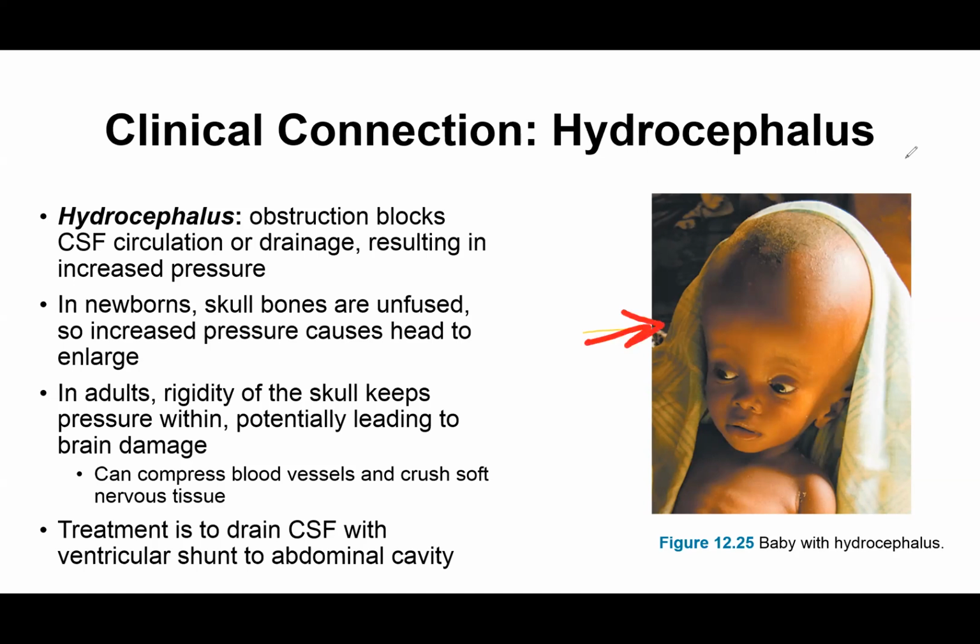In adults, though, because our skulls are fused at this point, this keeps the pressure inside, and this can potentially lead to brain damage because it might compress blood vessels and also crush the soft nervous tissue. And so the way that we treat this is just to drain this cerebrospinal fluid with a shunt to the abdominal cavity. A shunt is basically like adding a pipe from the brain ventricles to the abdominal cavity. So all the extra fluid can just go into the abdominal cavity.